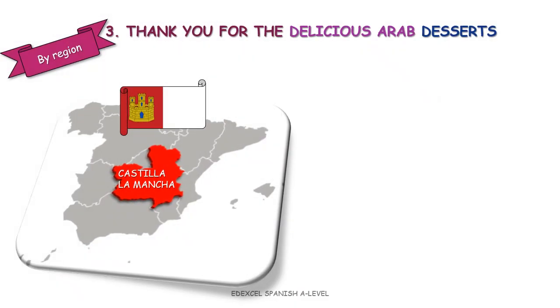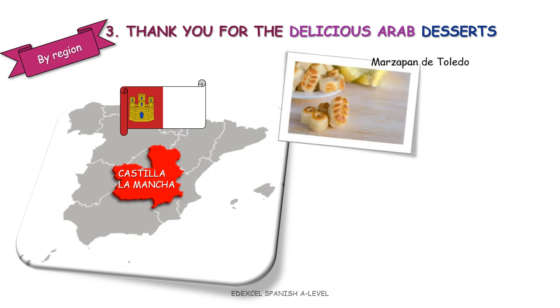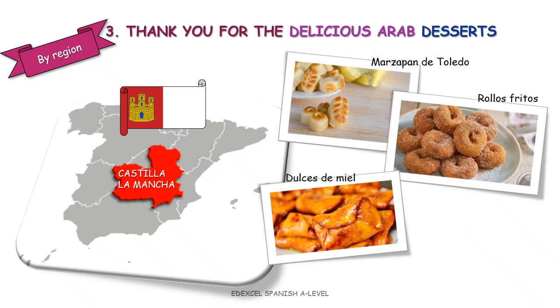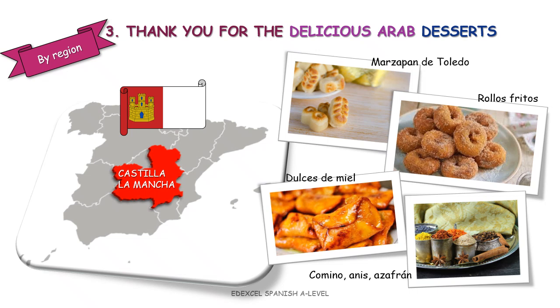Castilla-La Mancha. Here, the influence appears in dishes such as Toledo mazapán, direct Andalusi legacy, ring-shaped biscuits and honey sweets, rollos fritos y dulces de miel, and the abundant use of cumin, anise seed, and saffron. In this region, the influence is most noticeable in bacon and spices.